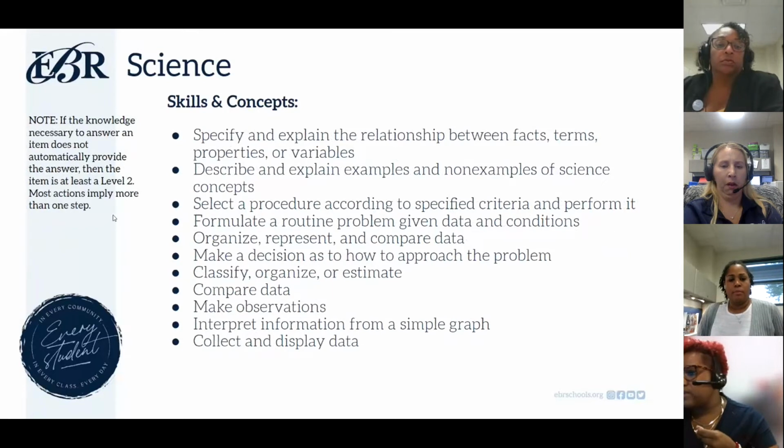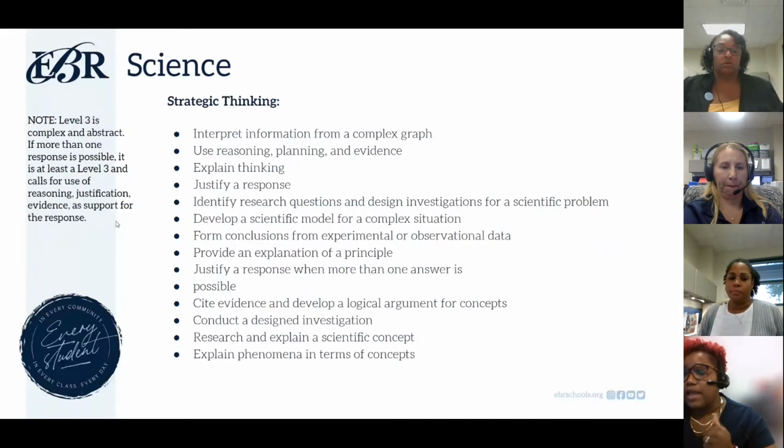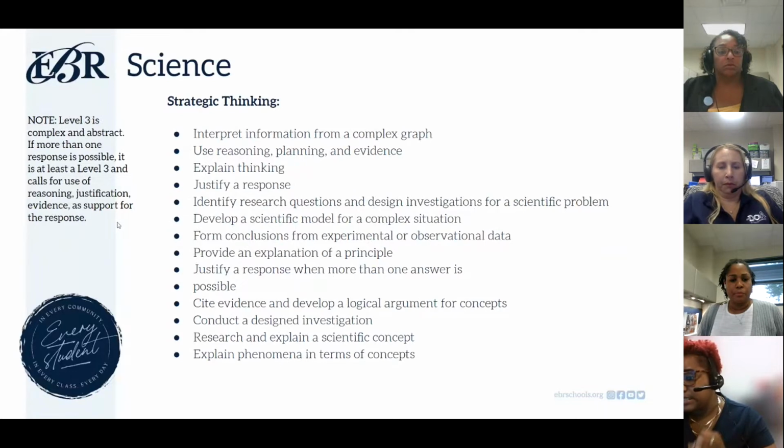For level 2, if the knowledge necessary to answer an item does not automatically provide the answer, then the item is at least a level 2. Most actions imply more than one step. At level 3, this is complex and abstract. If more than one response is possible, it is at least a level 3 and calls for us to use reasoning, justification, and evidence as support for these responses.